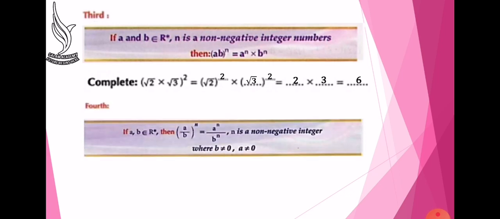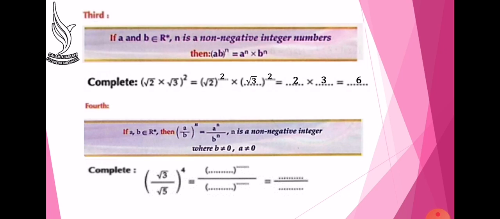The fourth rule, if A, B belong to R star, then (A over B)^N equals A^N over B^N, where N is a non-negative integer, B not equal 0, A not equal 0. For example, (root 3 over root 5)^4. We can distribute the power for the numerator and the denominator. Root 3^4 over root 5^4. Root 3^4 equals 3^2 and root 5^4 equals 5^2, which is equal to 9 over 25.